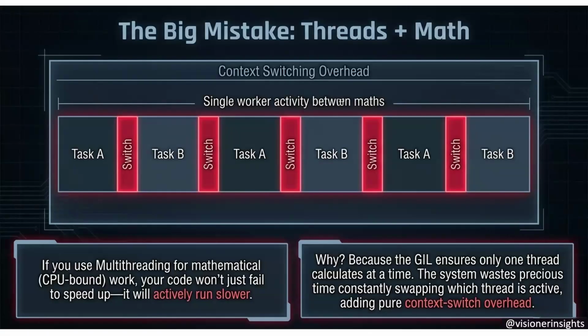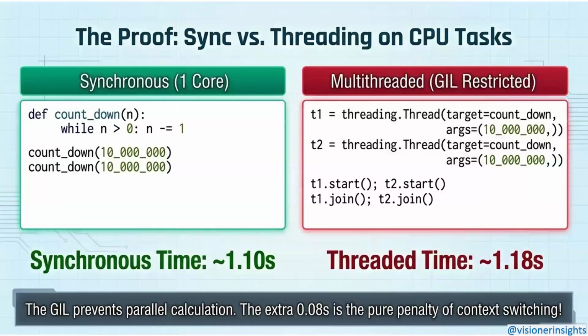And the numbers don't lie. Look at this. When we take a heavy mathematical task and just run it normally on a single thread, it takes about 1.10 seconds. But when we forcefully split that exact same task across 2 threads, the total time actually balloons to 1.18 seconds. You literally lost performance by trying to be clever with threads.